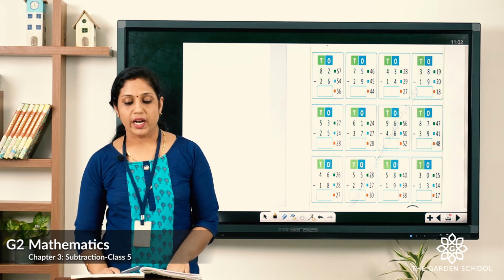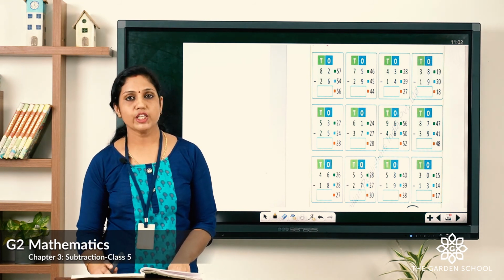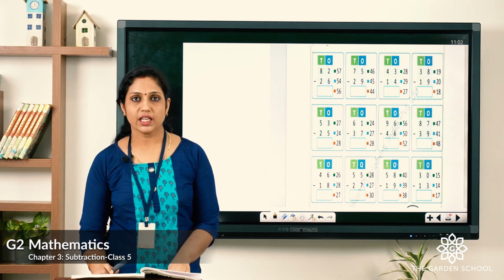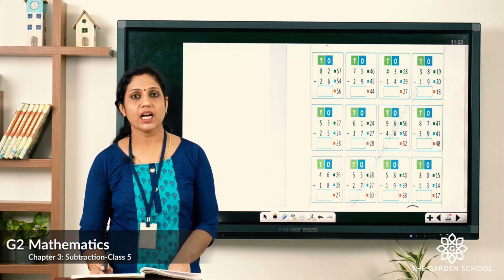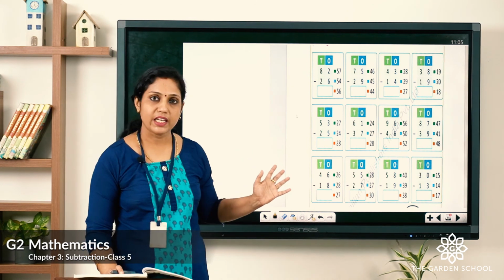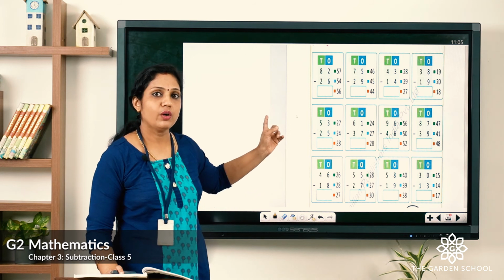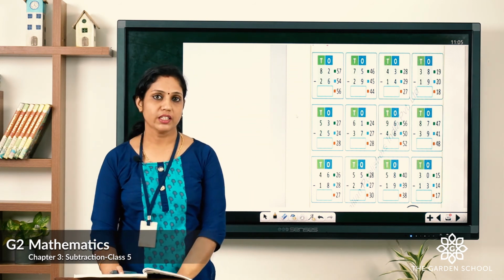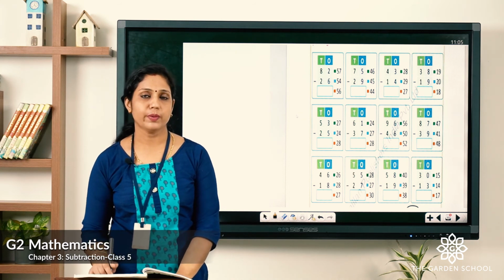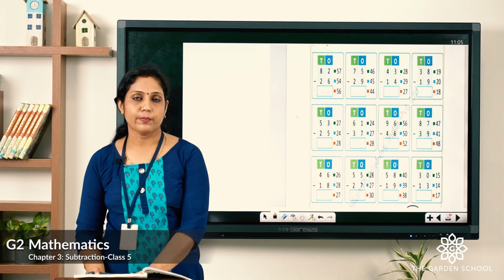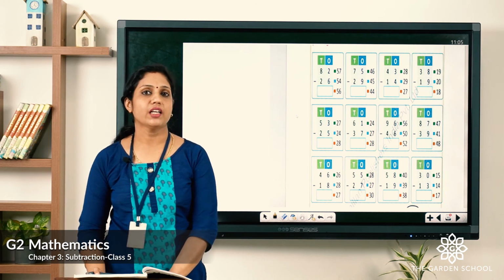Worksheet. Subtract the following. Now match your answer with the numbers given alongside. Using the color code of this number, color the picture given below. You can see some sums are given in this and we have to find out the answer. For this, the color code is given. You can see that in your textbook. And below that page, you can see an aeroplane. So first, let's subtract all this and then go to color the aeroplane.